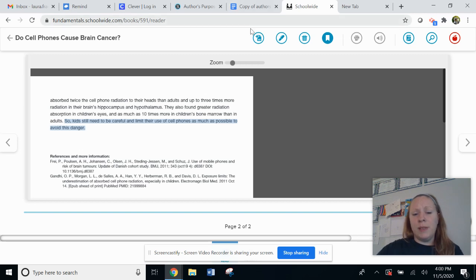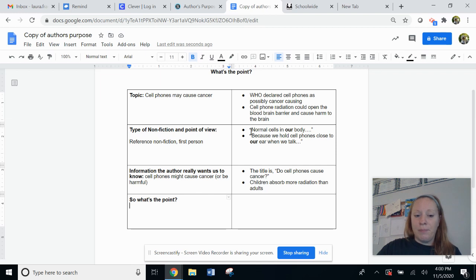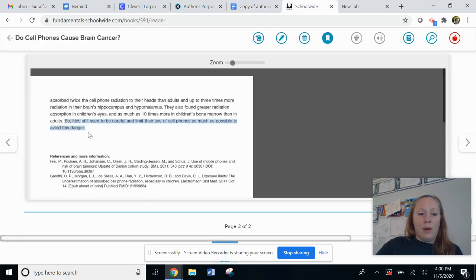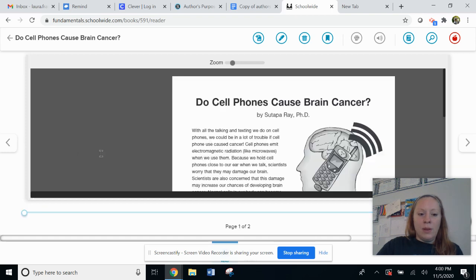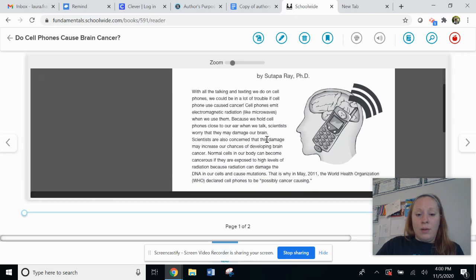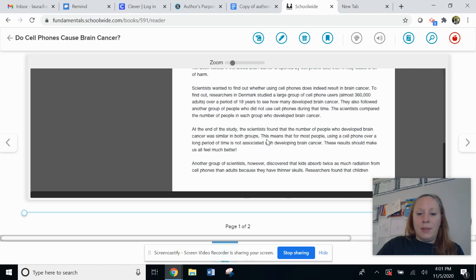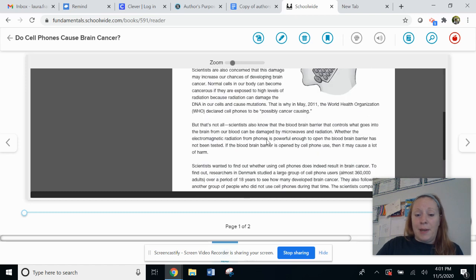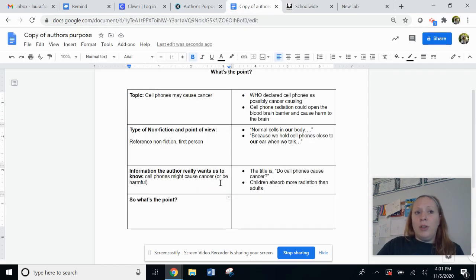Well, since this is reference nonfiction, I know that the purpose of writing this was not to entertain. So it has to be to persuade or to inform or both. Even though the very last sentence asks us to be careful and limit cell phones as much as possible, most of this article wasn't about convincing people to be off of their phone. It was full of facts and full of data. You could argue that it has more than one purpose, but the main purpose, the overwhelming purpose, is to inform.